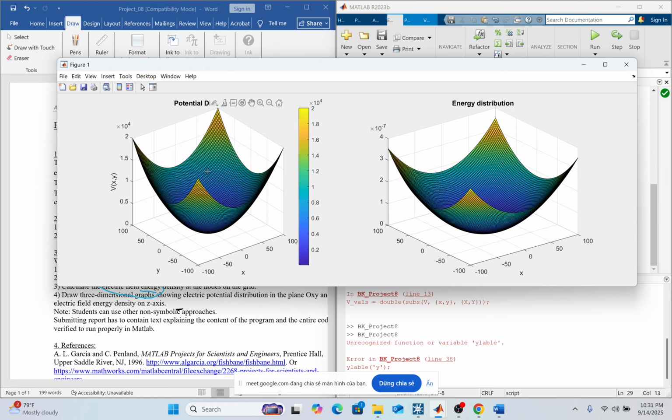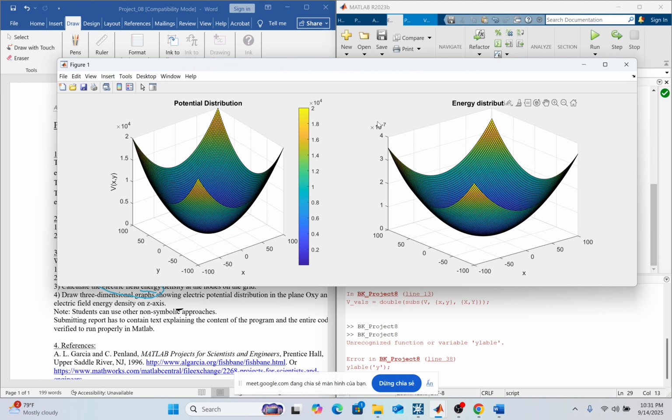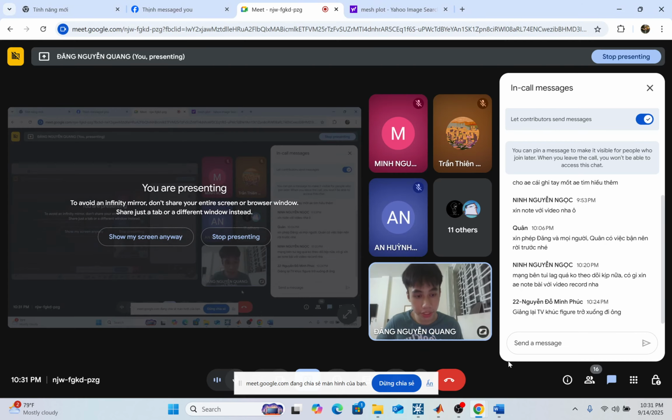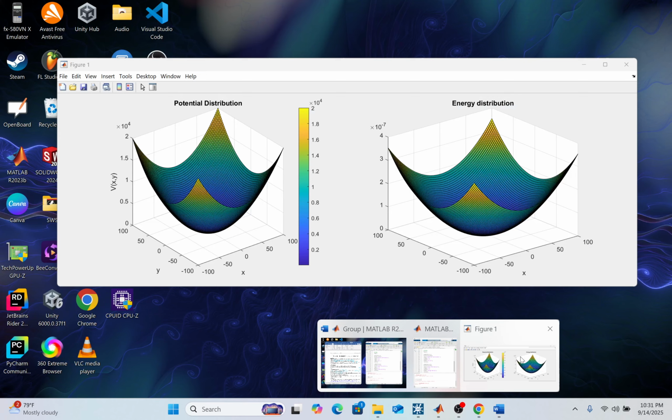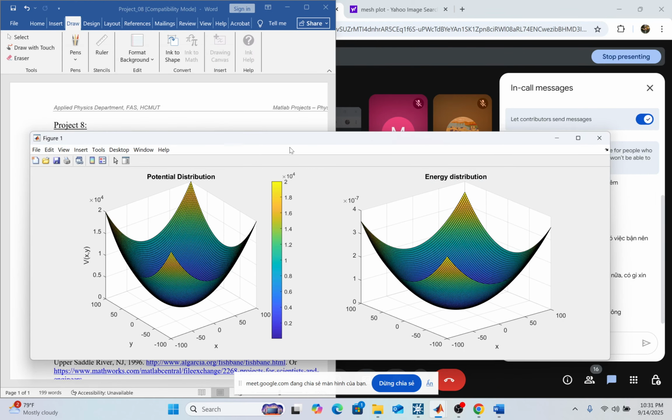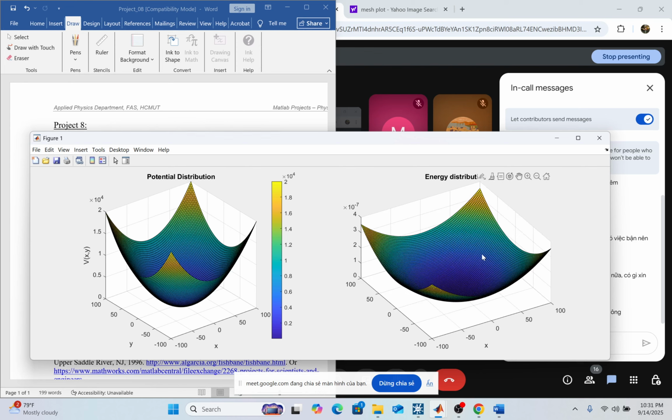Okay. The left one shows the magnitude of the potential value over my x and y domain, and the right-hand side shows the energy distribution value. And you can see that the value of the energy here is very low. Maybe it's low because we are examining a small portion of space, or maybe our potential field is not big enough. Okay, so this is the energy distribution.